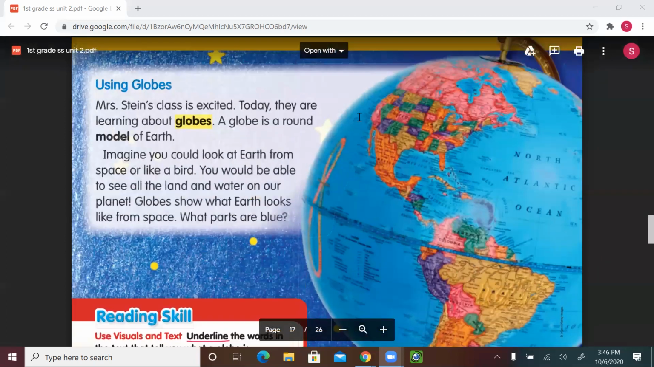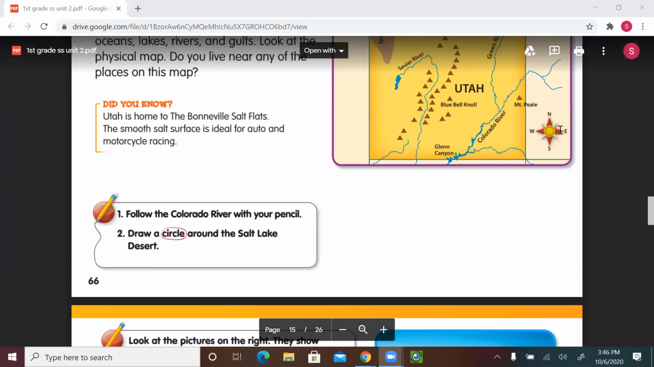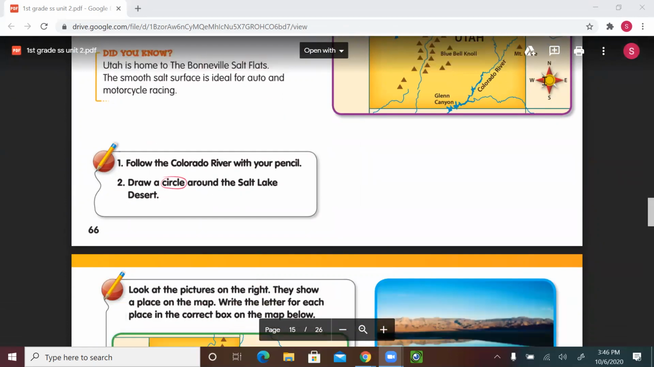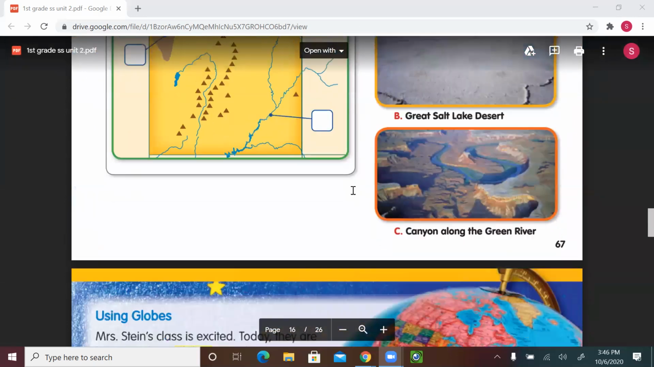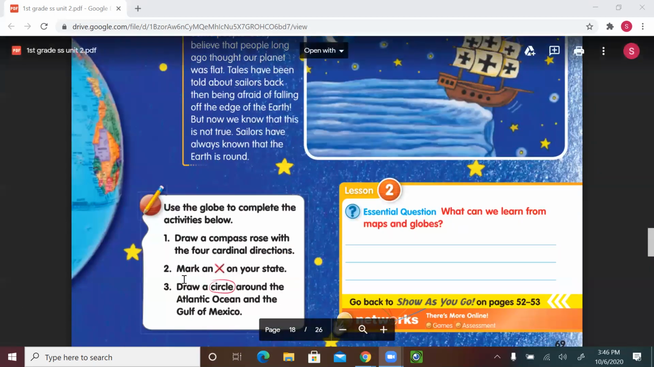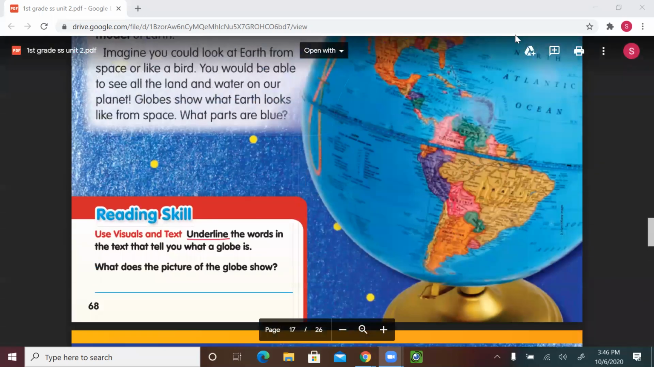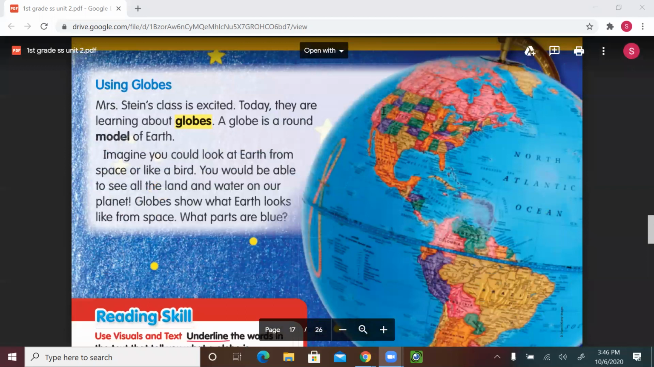If you need help, you can go to previous pages, page 66, and here is your cardinal directions, or the compass rose, this one. All right. Okay, let's see the next question. Mark an X on your state. Since we all live in California, you look for California and mark an X.